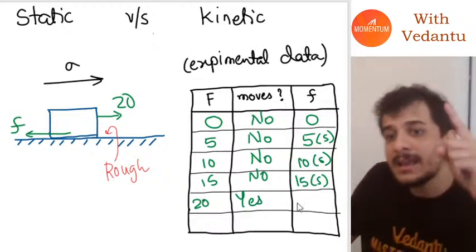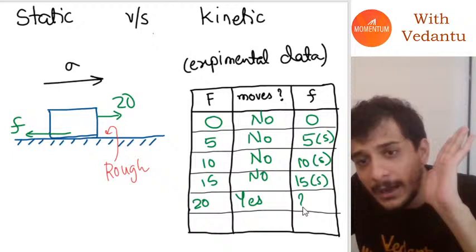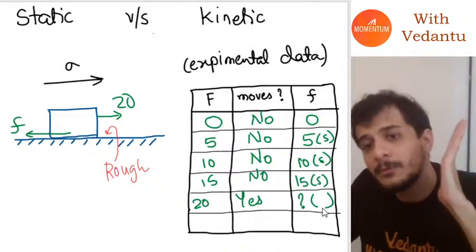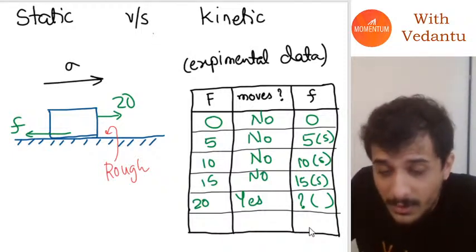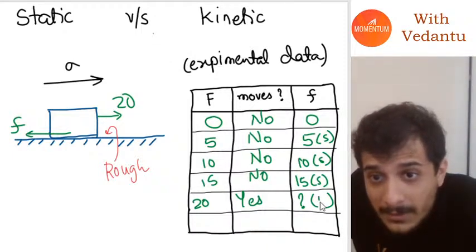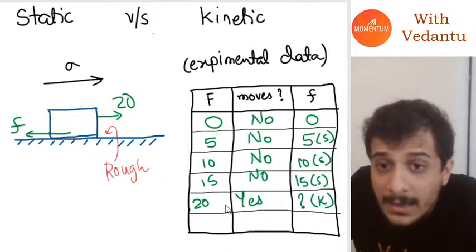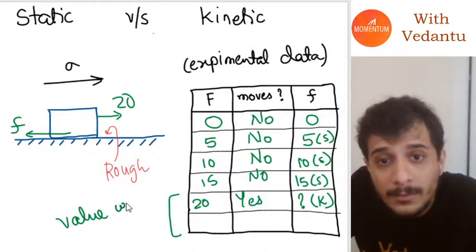Now, in this case, guys, what type of friction is this? I don't know the value, I will tell you how to calculate it later. Just tell me what type of friction this is. This will be kinetic friction. Kinetic friction, and we will talk about the value of kinetic friction in some time.